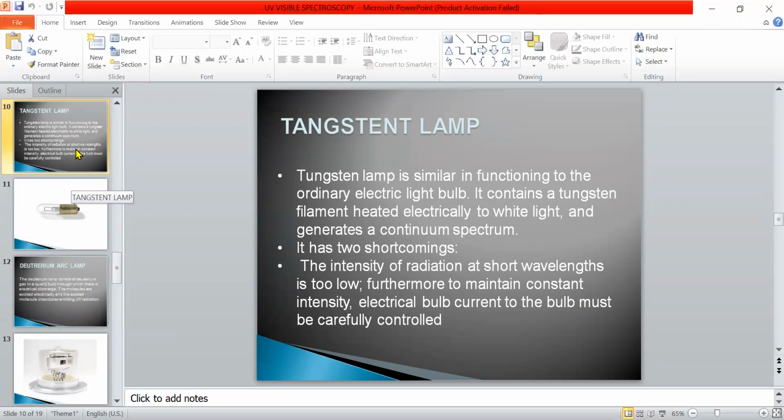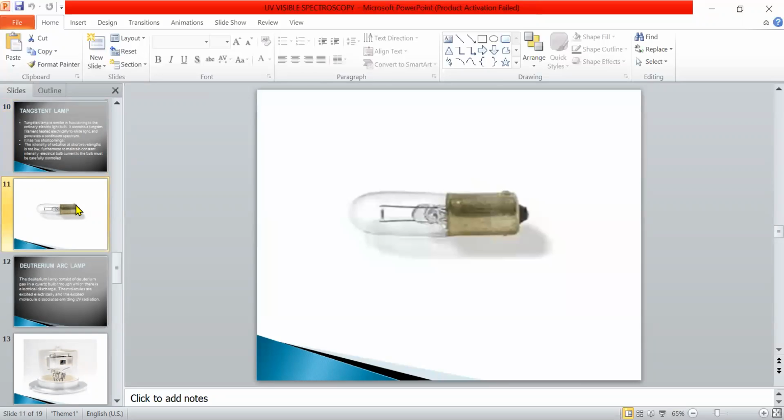The tungsten lamp is similar in functioning to the ordinary electric light bulb. It contains a tungsten filament heated by electricity to white heat to generate a continuum spectrum. It has two shortcomings. The intensity of radiation at short wavelengths is too low. Furthermore, to maintain constant intensity, the electrical current to the bulb must be carefully controlled. Here is the tungsten lamp.